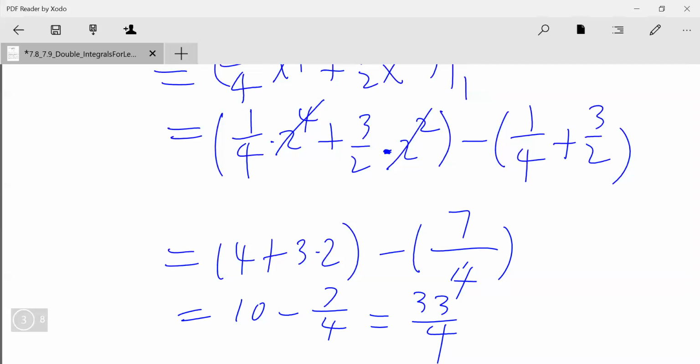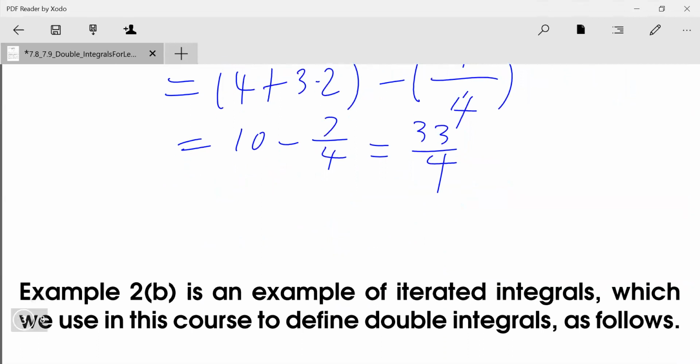So here we see we have worked out a double integral, and the official term of this integral is called an iterated integral because it's kind of layered integrals. Okay? And this kind of layered integral is what we use in the text to define a so-called double integral. And we will do that in the next slide.